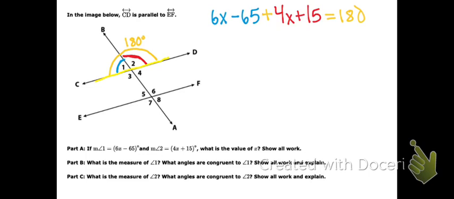So you want to combine any like terms, like this 6x and the 4x, and then minus 65 plus 15 would be minus 50. And then solve for x. So that is the answer to question A.